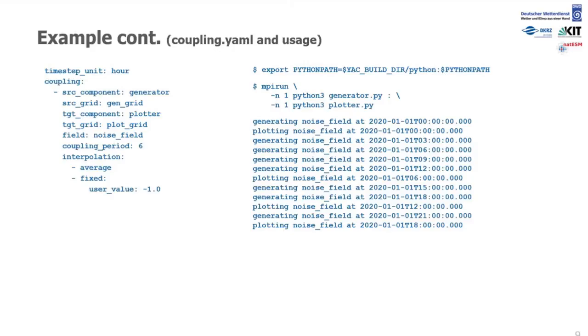In order to execute this, you first have to set the Python path to the Python directory in the YAC build directory, and you can then call it as a simple MPMD program with mpirun -n 1 python3 generator.py and so on, and this is the output you get. You might notice there are a lot more generating noise than plotting noise, because the plotter has a coupling field frequency, field time step of 3 hours, while the generator only has a field time step of 6 hours. That's the reason for that.